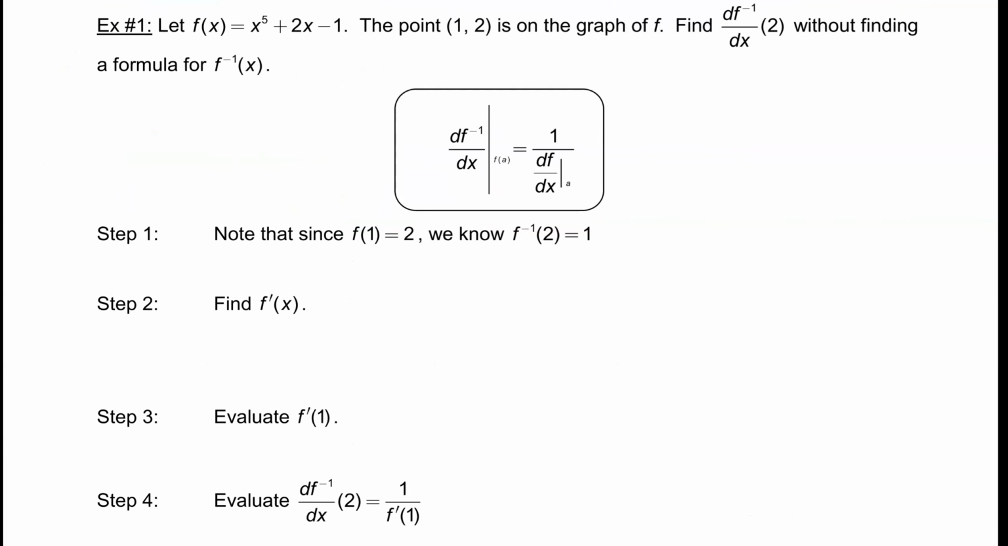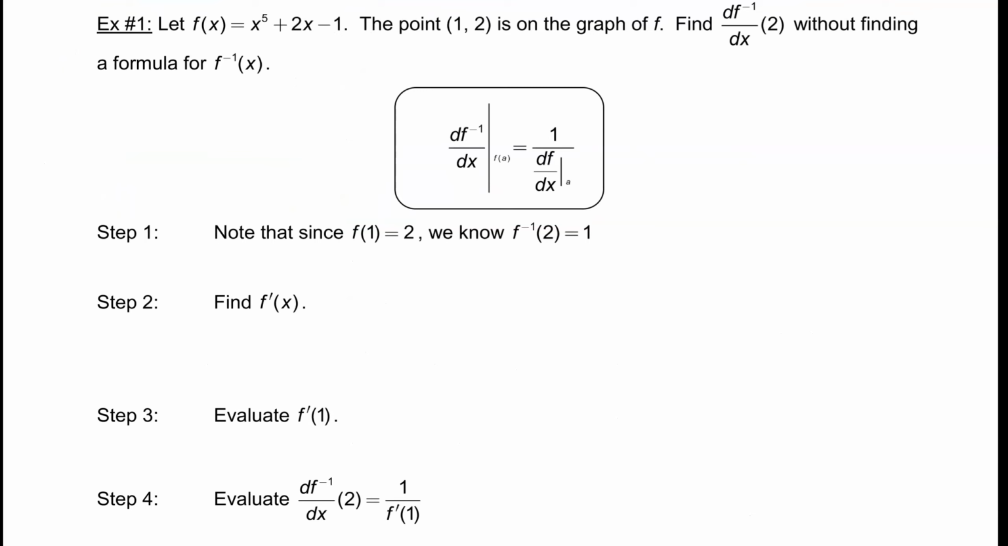All right, so example 1. Let f of x equal x to the 5th plus 2x minus 1. The point (1, 2) is on the graph of f. Find the derivative of the inverse function at 2 without finding a formula for the inverse. Just to be clear, this means the slope of the inverse function at x equals 2.